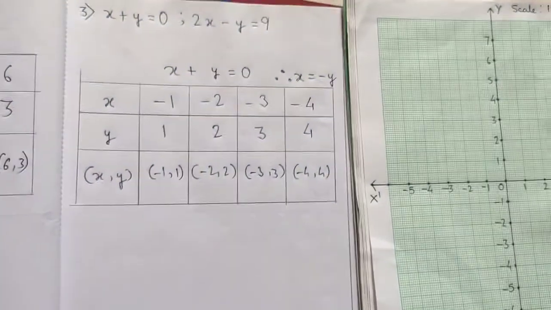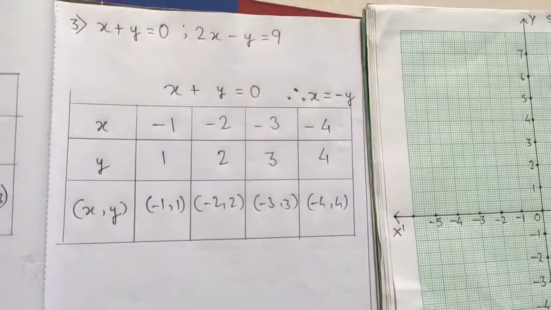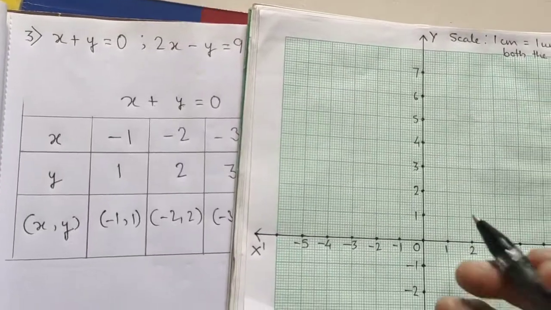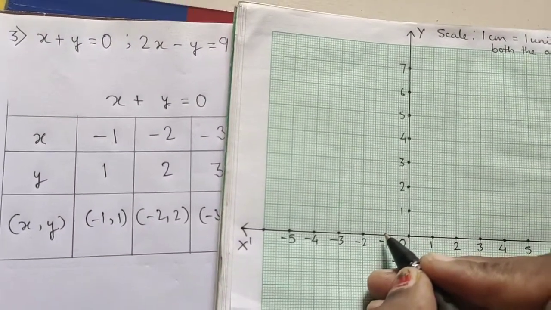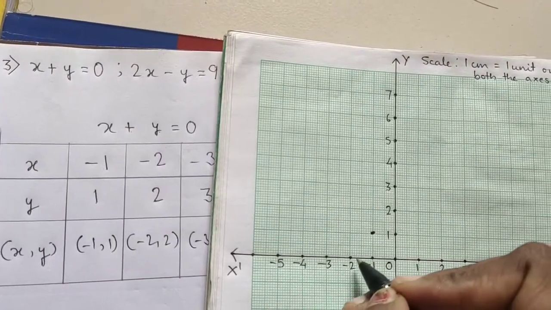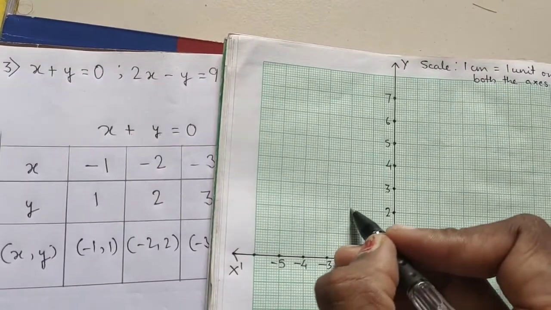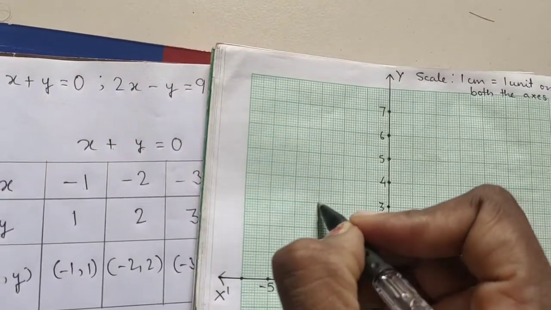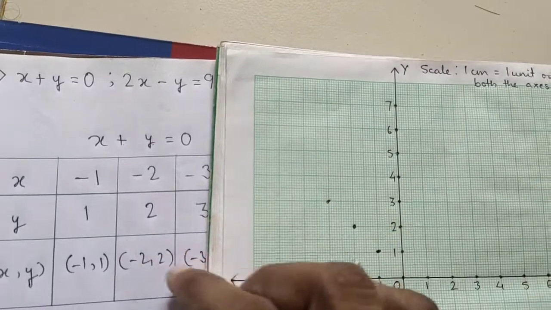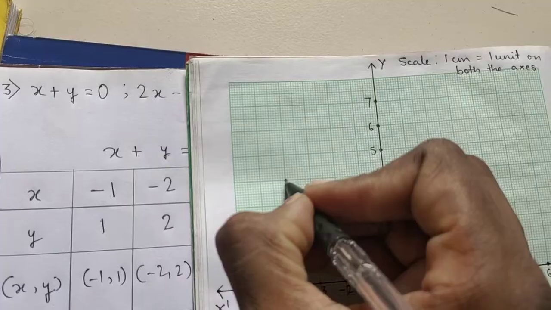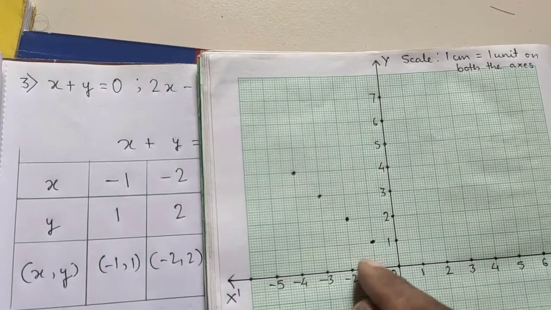Okay, see the first one, minus 1, 1. So let us do this. Minus 1 means your x is minus 1 and y is 1, so this is your first point. Then the next one is minus 2, 2, so this is your minus 2, 2. Minus 3, 3, so minus 3 and 3. And the last one is what? Minus 4, 4, so minus 4 and 4. Okay, so we have 4 points.